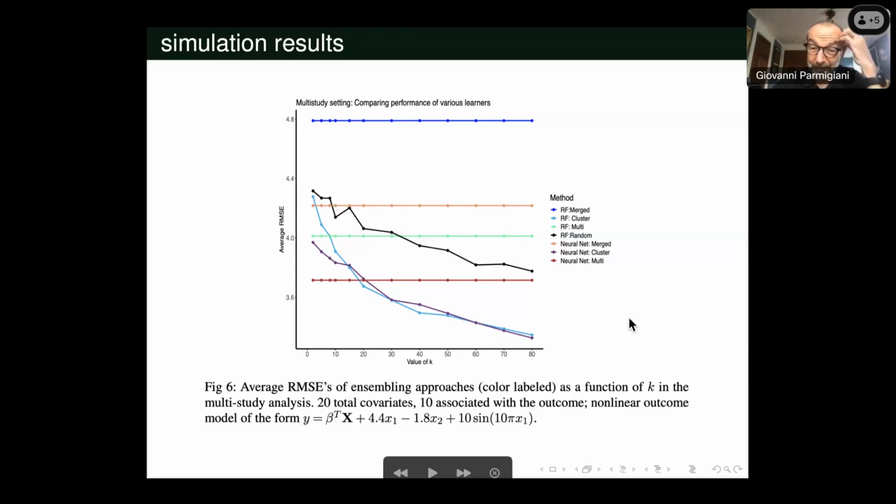We have now gotten some interesting theoretical results based on linear approximations of the random forest that we are hoping to submit very soon, and they are in the archived version of this paper.